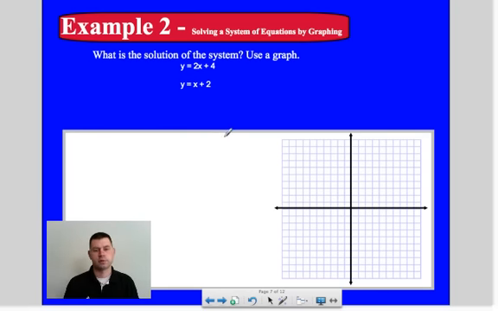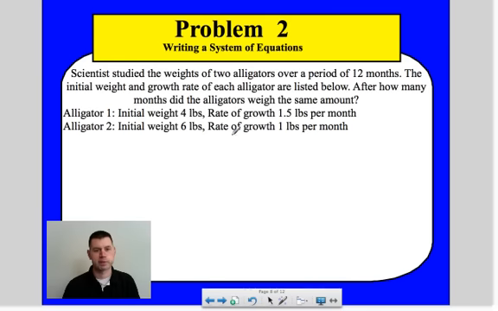Okay, so example number 2, solving the system by graphing. I'm going to have you do this one on your own. Make sure you're using graph paper, and we'll check that when you come back.